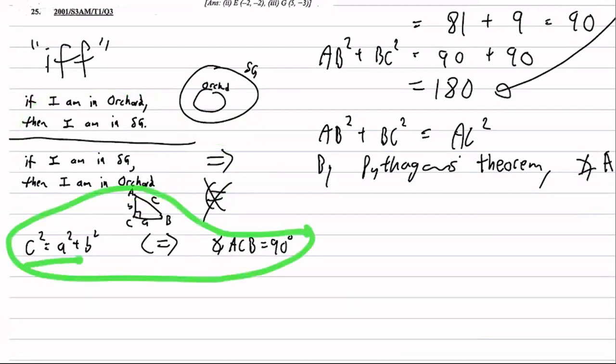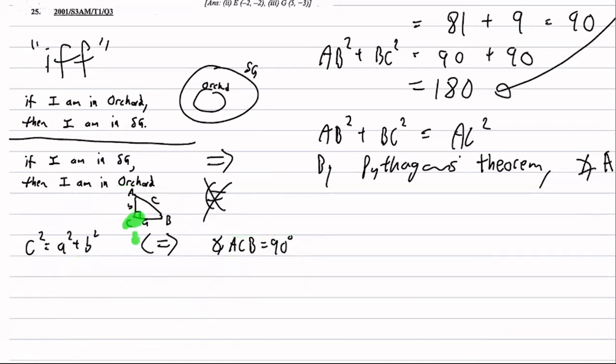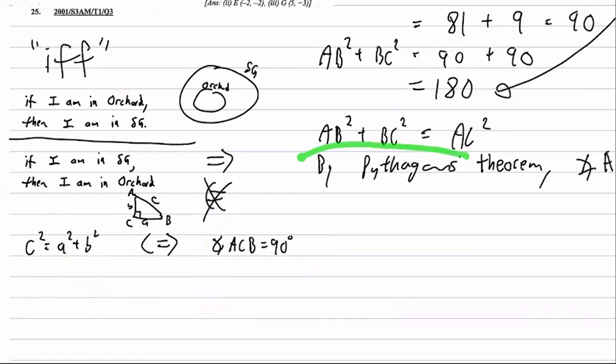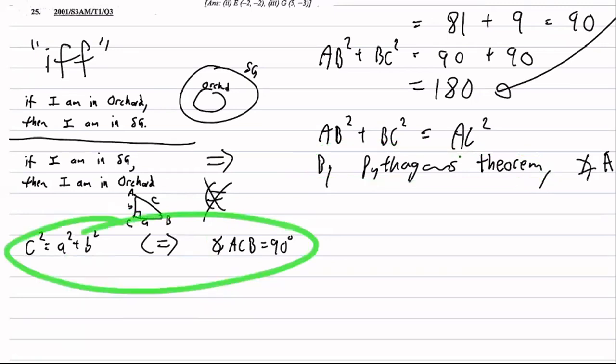If you have c squared equal to a squared plus b squared, you can conclude that the angle opposite the hypotenuse c, this is point C, must be 90 degrees. Likewise, if you have that angle is 90 degrees, you can conclude that c squared equals a squared plus b squared. It goes in both directions. So when I say by Pythagoras theorem, I am quoting this theorem in particular, the theorem that goes in that direction.